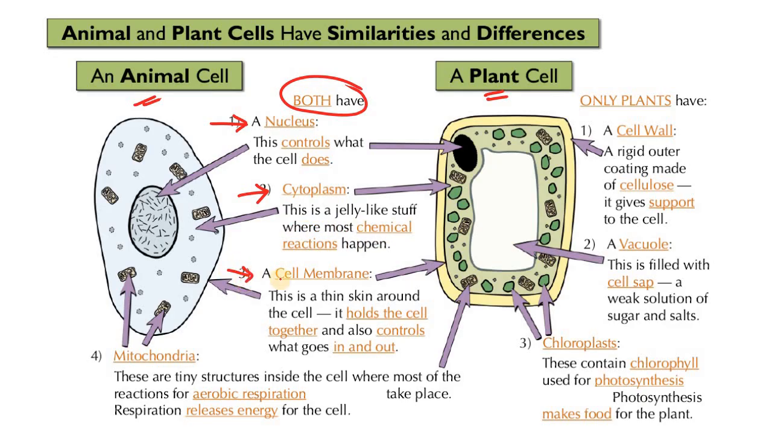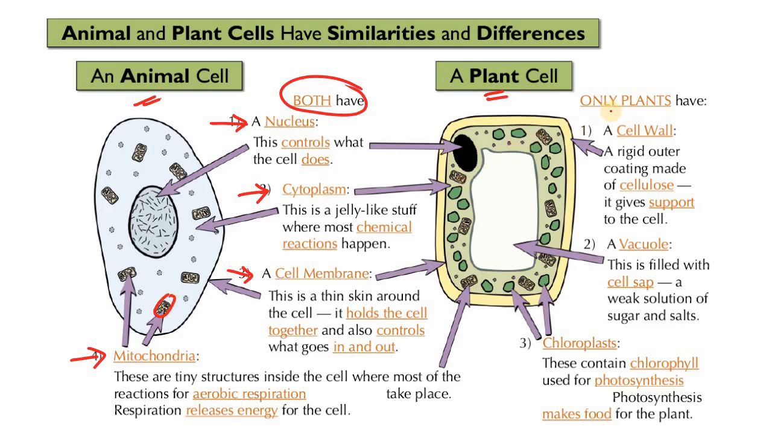Next, both of them have a cell membrane. See over here the cell membrane. This is a thin skin around the cell and it holds the cell together and also controls what goes in and out of it. After that, both of them also have mitochondria. You see these tablet-like structures. These are tiny structures inside the cell where most of the reactions for aerobic respiration take place. And as a result, energy is released. So this is basically the powerhouse.